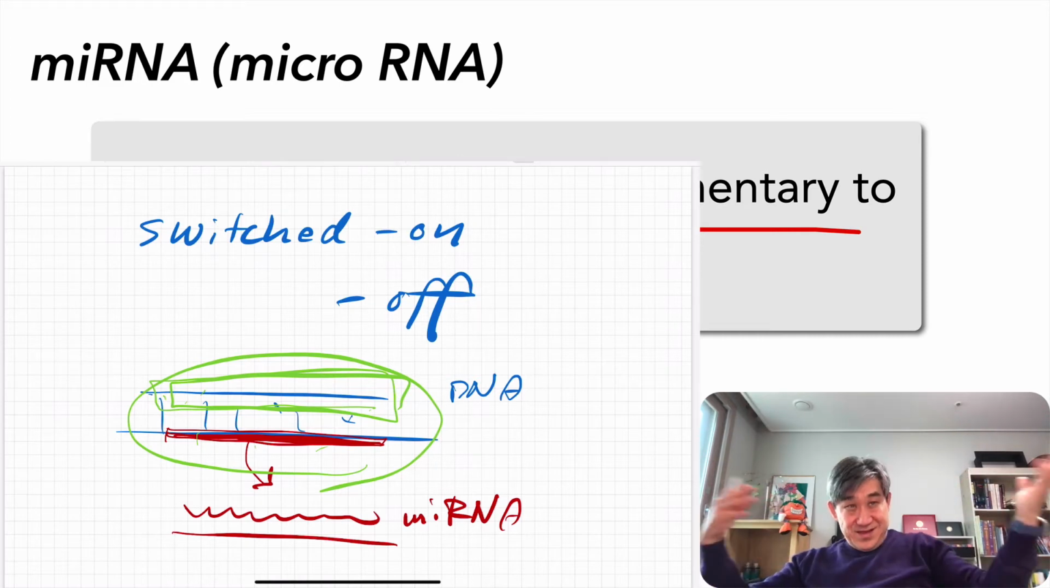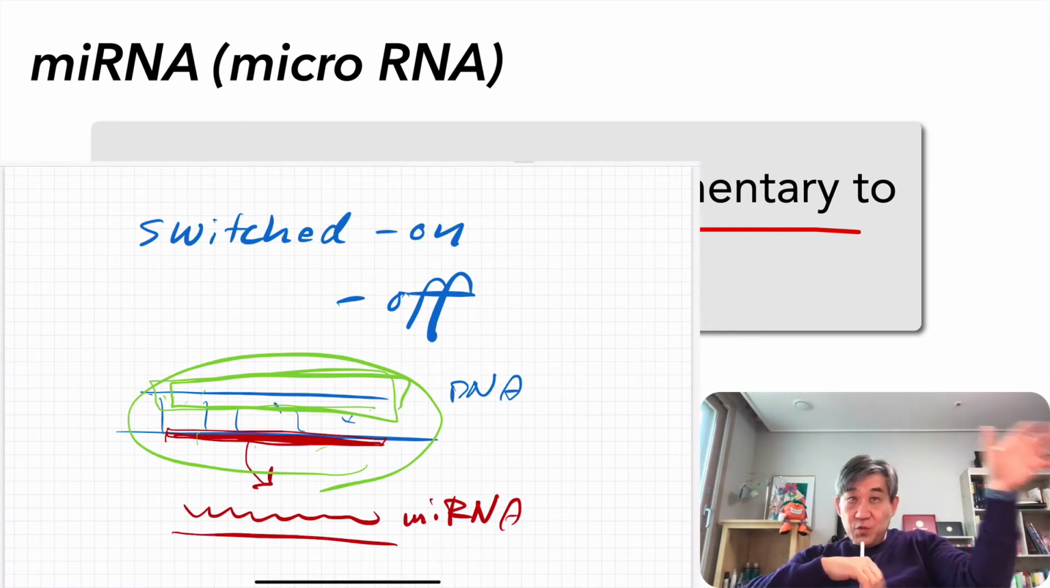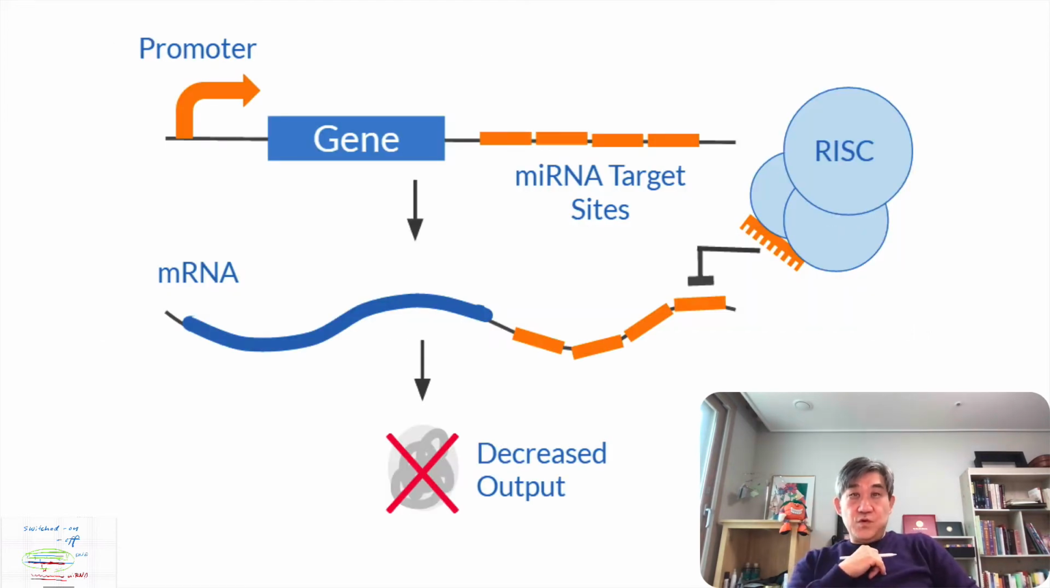And that is being utilized by the cell to have this specific complementary base pairing relationship with a given gene product. Once you have this complementary pairing, then you specifically destroy this particular messenger RNA, and that's how you control the gene expression.